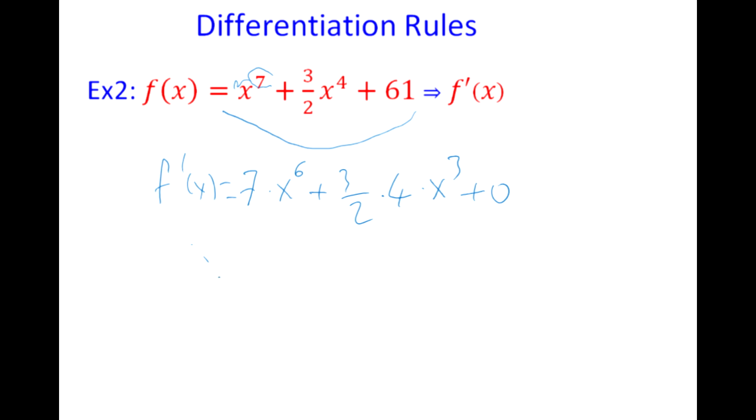And if we rewrite it, f prime of x is 7x to the power of 6. Here we can just cross out 4 and 2. So we're going to have 2 here. 2 times 3 becomes 6. So we're going to have plus 6x to the power of 3 as a final answer.